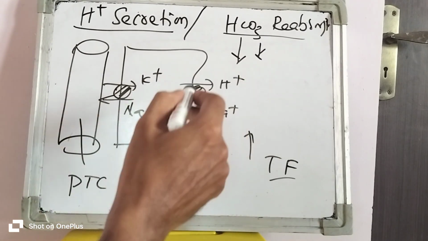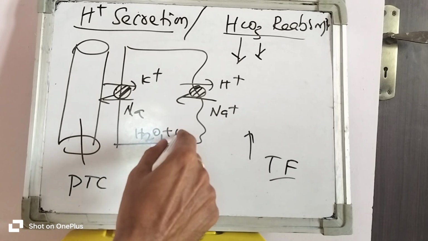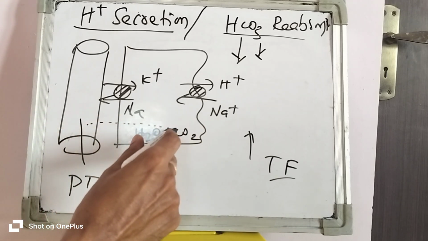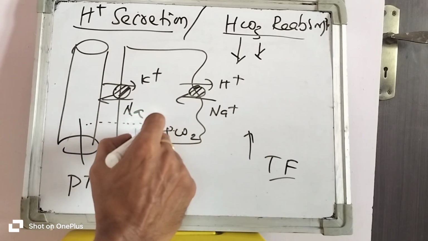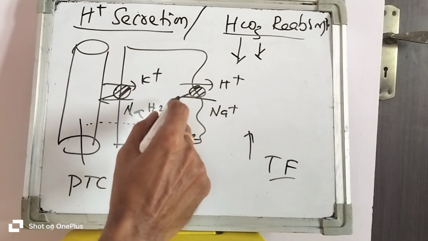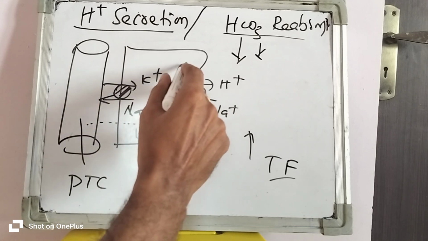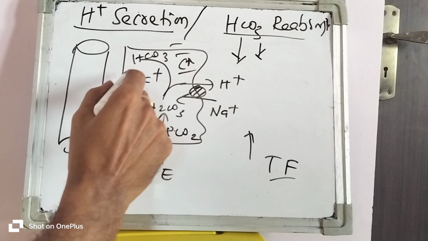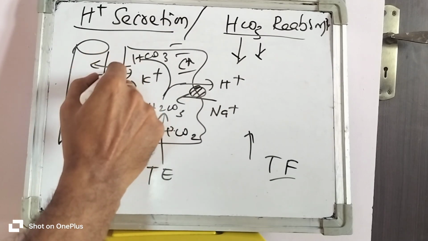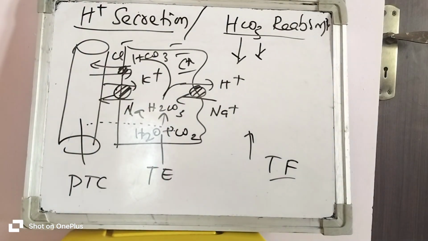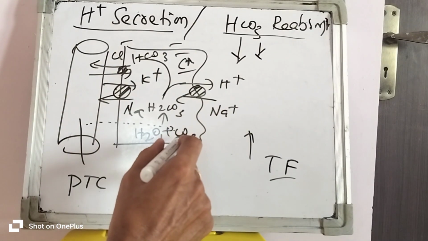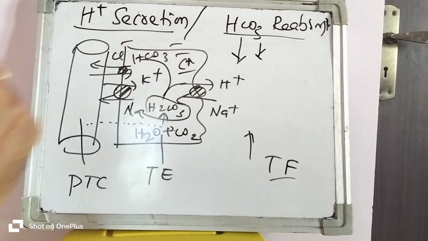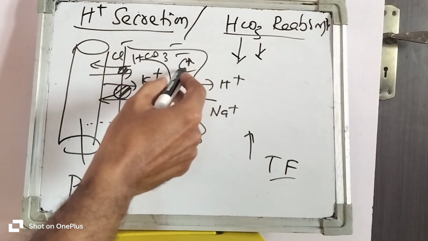Now, where is the H plus ion coming from? It comes from the metabolism of the cell, H2O and CO2, and the CO2 will also diffuse from the blood. This H2O and CO2 forms H2CO3, which dissociates in the presence of the enzyme carbonic anhydrase into H plus and bicarbonate. This bicarbonate is exchanged to the blood for chloride ion. So this is the mechanism taking place inside the tubular epithelium: H2O and CO2 form carbonic acid, which dissociates into H plus and bicarbonate, and all these reactions take place in the presence of carbonic anhydrase.